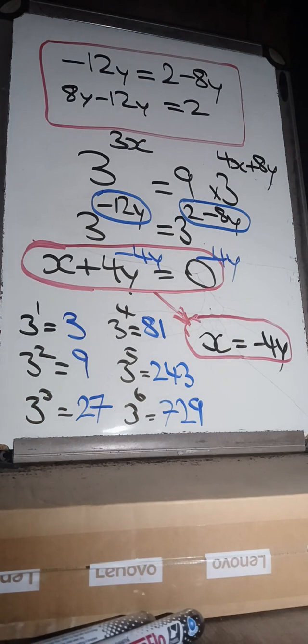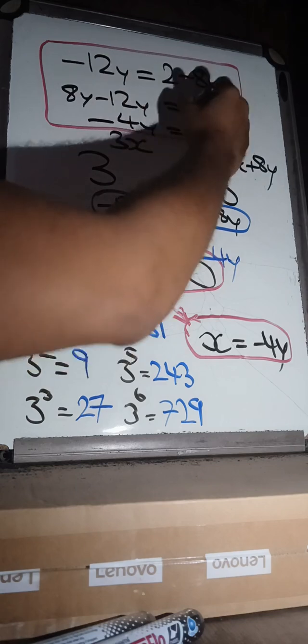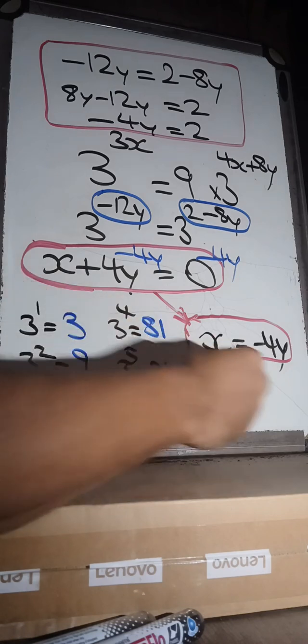Finally, we'll have minus 4y is equal to 2. So now we are going to divide both sides by minus 4. Y is going to be equal to minus half.